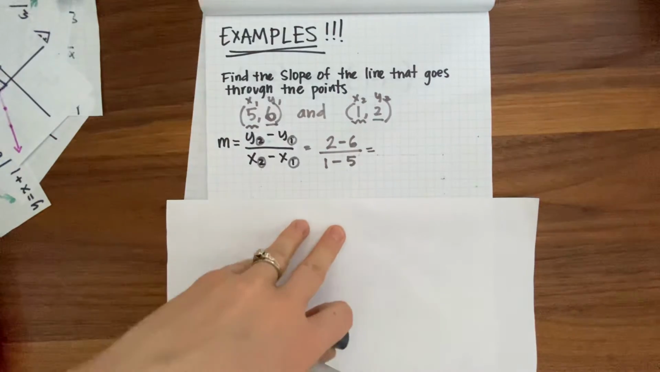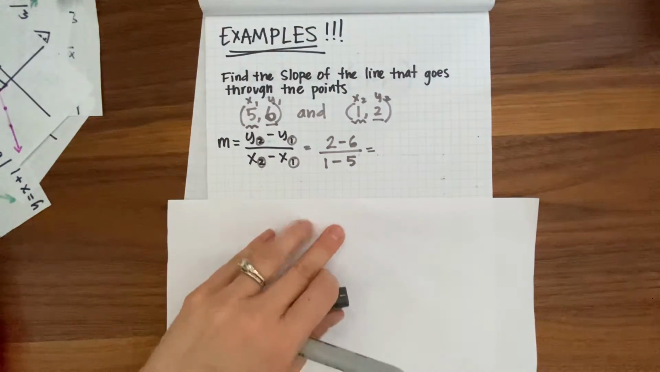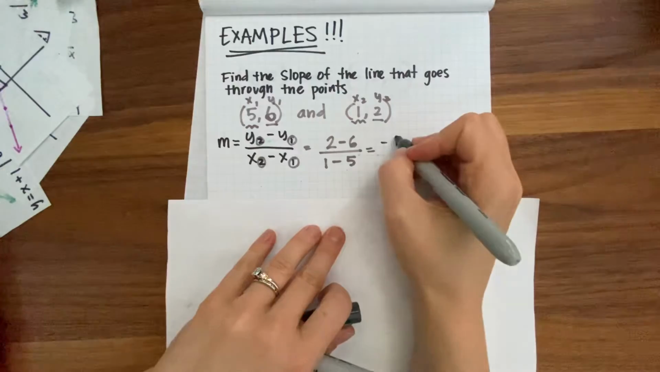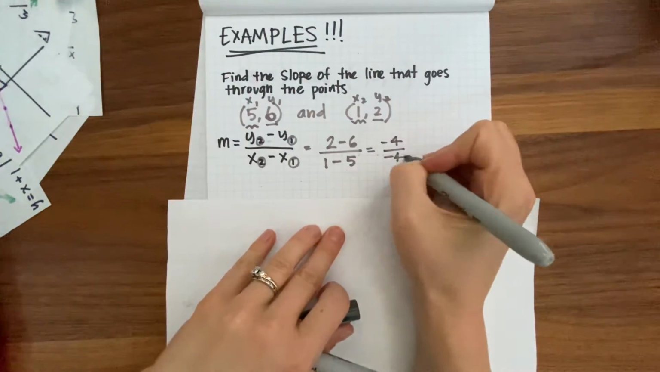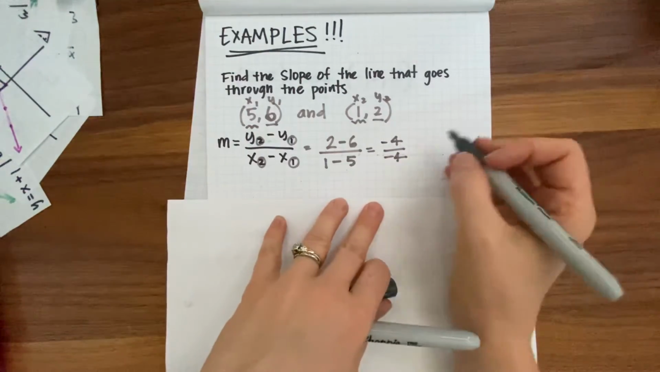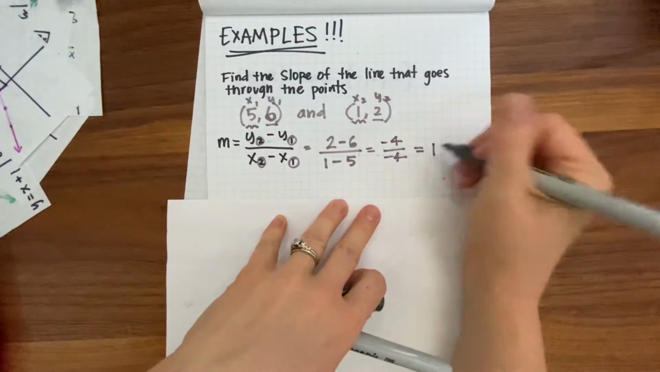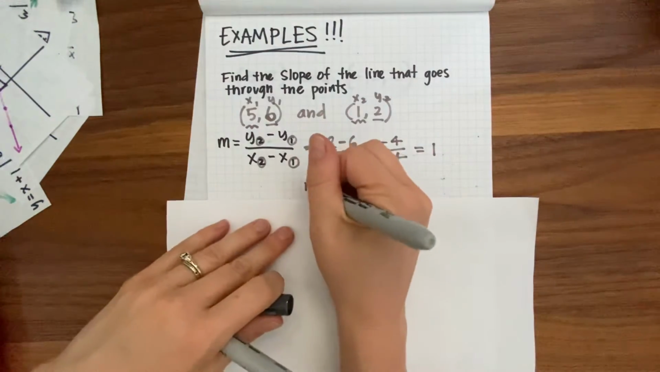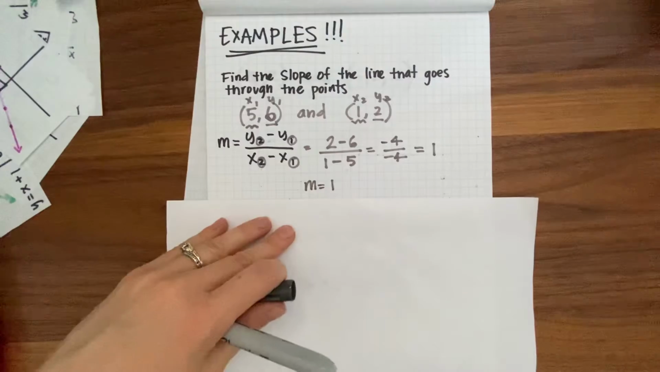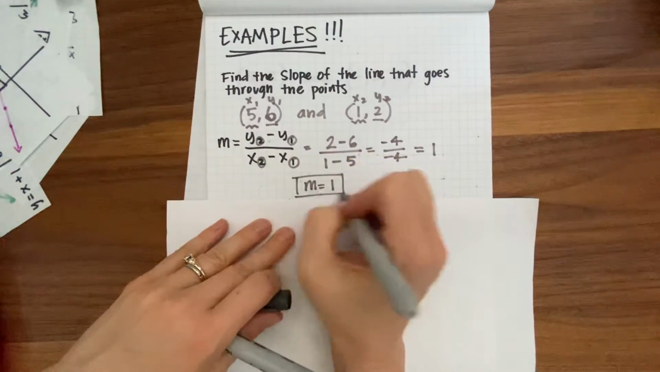Okay, so then we just do the subtraction problem. When we do this, we get -4 over -4. And what is -4 divided by -4? It is 1. So the slope of the line that goes through these 2 points is 1. Ta-da!